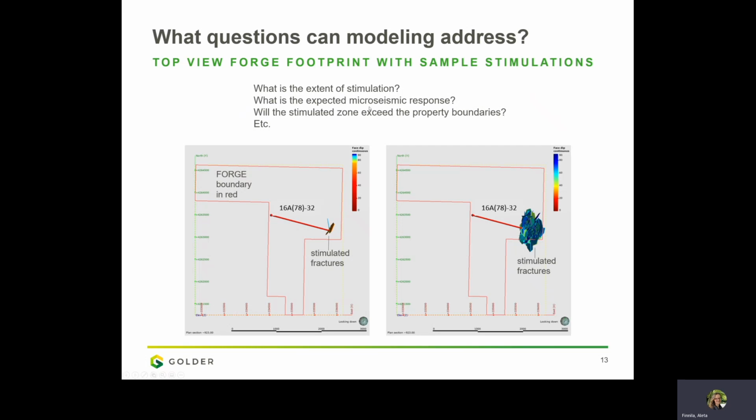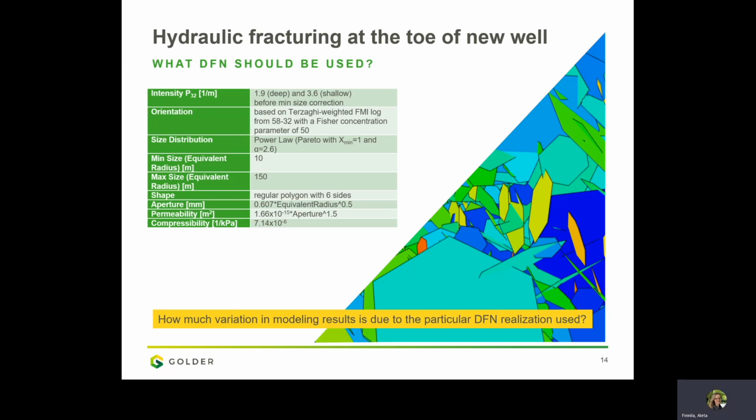The other questions are, what is the expected microseismic response? Will the stimulations, as I said, exceed the property boundaries? There's many, many questions you can ask, but for many of them, you might want to start out with a representation of your natural fracture system. In this top-down view for this particular realization, we can show, given two different natural fracture systems, will it look like this? If these are stimulated fractures extending down at the toe here, will it look like here, where it's restricted to the Forge footprint, or would we be stimulating many other fractures, and would we perhaps be exceeding the footprint in others? I'll go into this example of the hydraulic fracturing at the toe of this new well 16A.